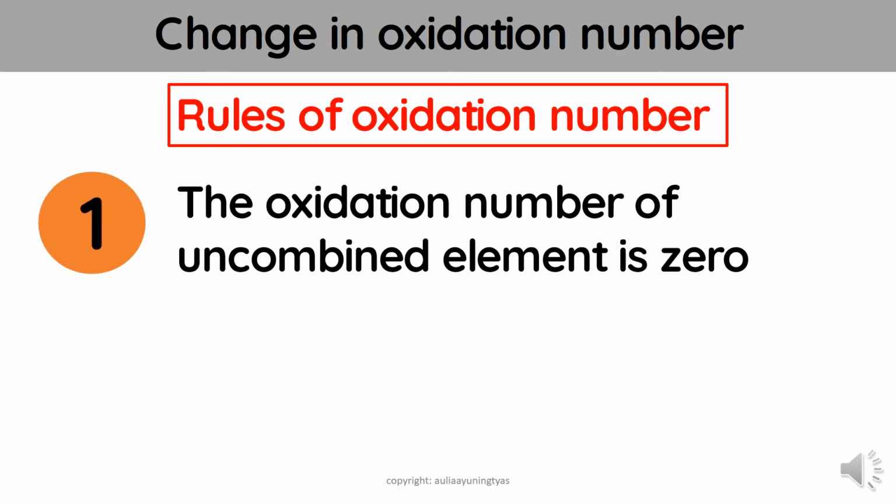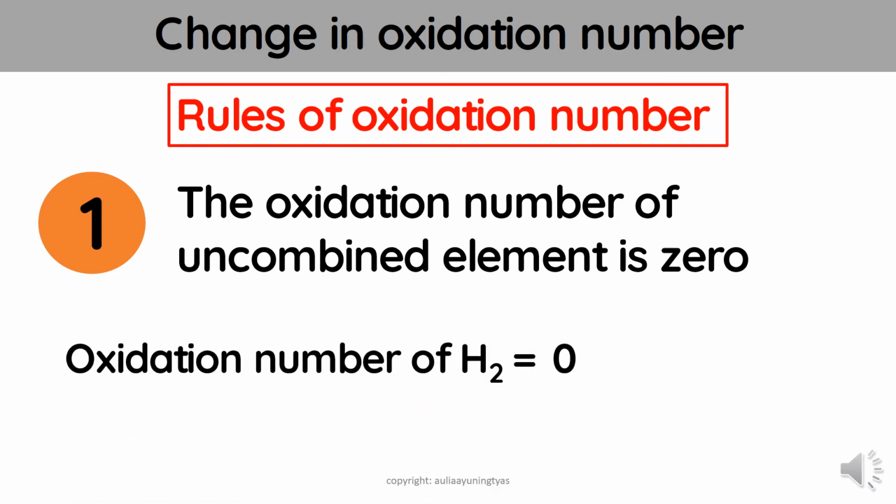Rule number 1. The oxidation number of uncombined element is 0. For example, oxidation number of hydrogen molecule is 0, as a molecule is also 0.